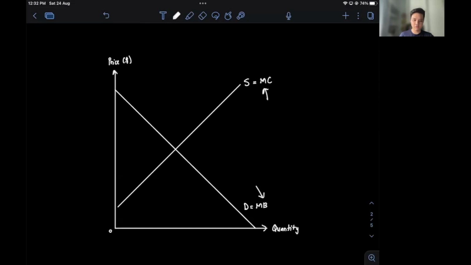Allocative efficiency refers to the point whereby MB is equal to MC at market equilibrium. So allocative efficiency is this intersection over here, whereby MB equals MC. And what this means is that the extra benefit to society of consuming a good is equal to the extra cost of producing this new good.